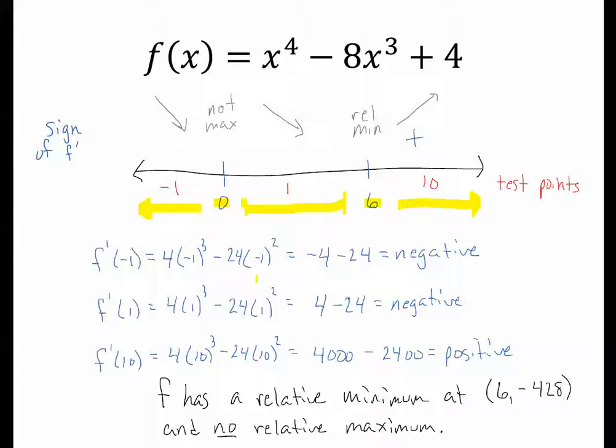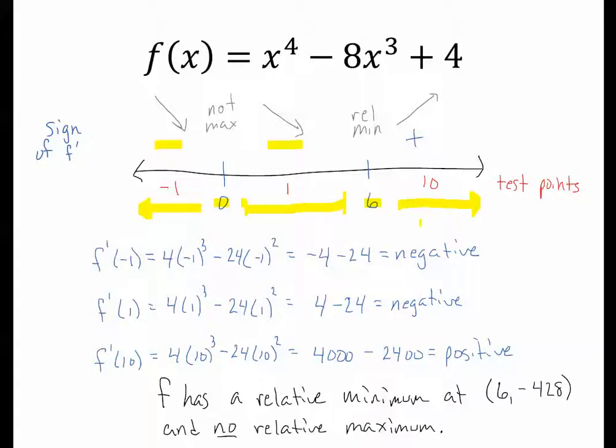Negative in the first interval. I put in a test point of 1. A test point of 1 gives me a 4 minus 24. The fact that it's negative 20 does not matter. The fact that it's negative tells me I'm decreasing in both the first interval and our middle interval.